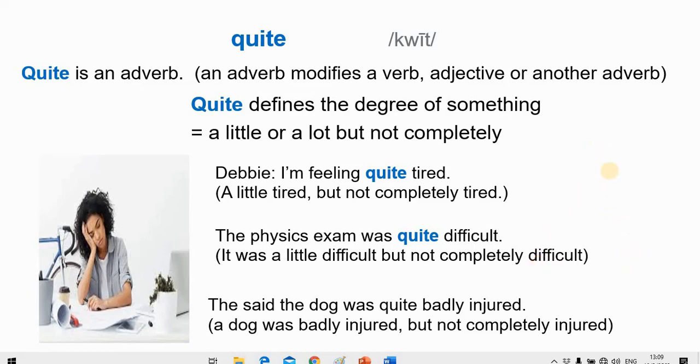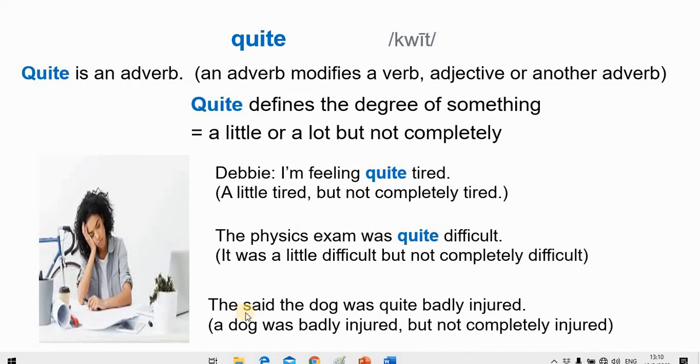Let's look at the grammar of these three sentences. So here, quite is the adverb, and it is modifying an adjective, and the adjective is tired. Okay, I'm feeling quite tired. So again, quite here is an adverb, and it is modifying an adjective, tired. So here in sentence 2, quite is obviously still an adverb, and it is modifying the adjective difficult.